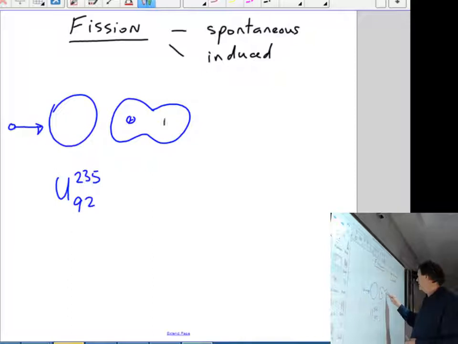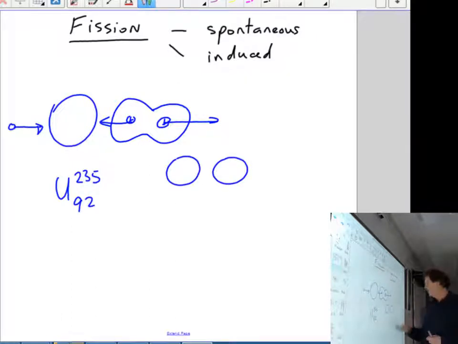And the total electrostatic repulsion between the protons will force this to split into two halves, roughly in half. Now, typical sort of size will be 56 and 36 in terms of the number of protons. So you've got barium and krypton, okay? So there's a range of different daughter nuclei that can be produced in this splitting process.